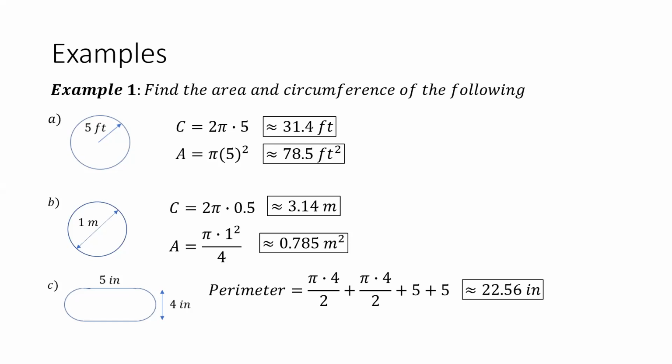So if I add all of these up, I get that my perimeter, which probably isn't technically the correct term, but the distance around my shape is certainly the correct way to think about it, is going to be 22.56 inches.